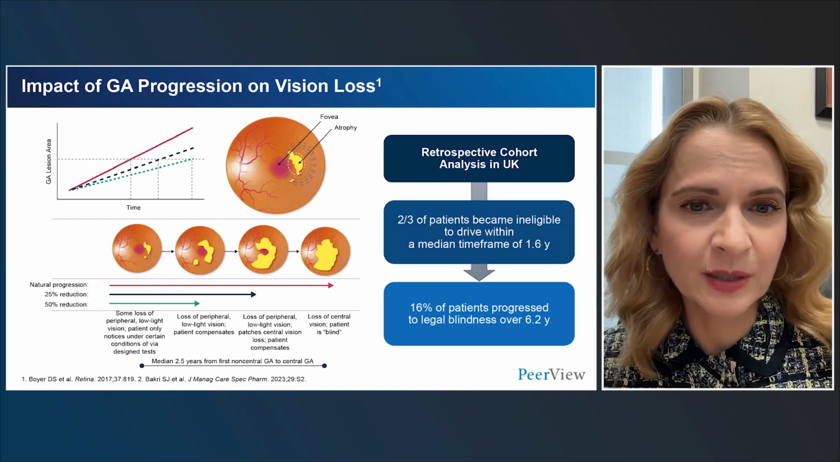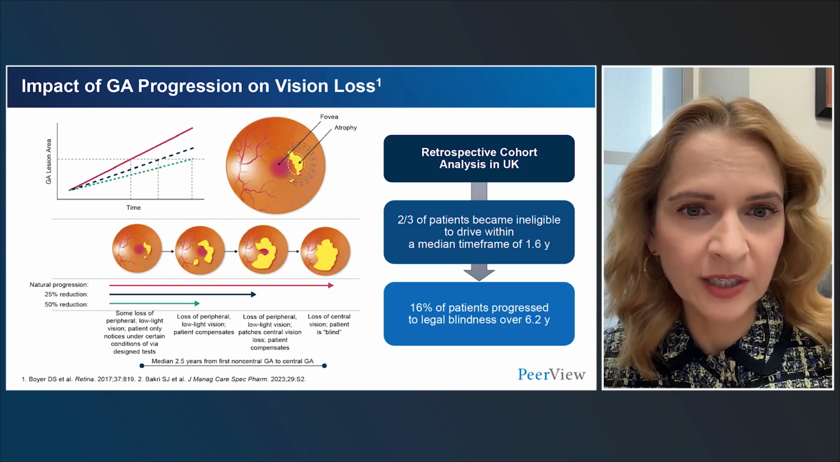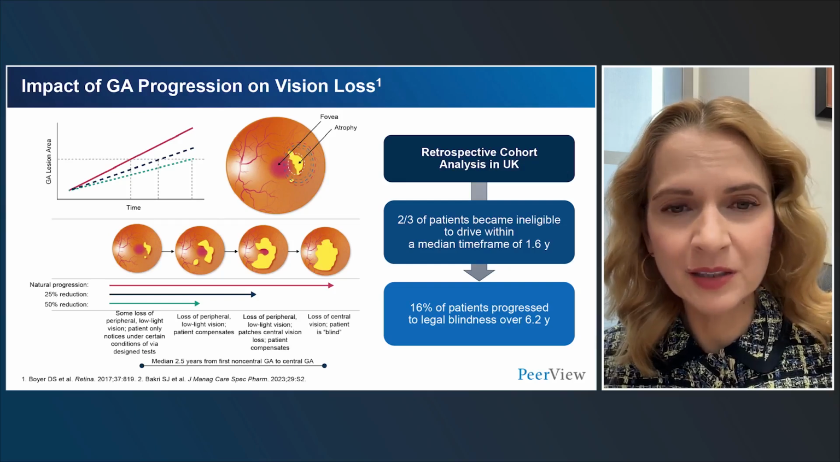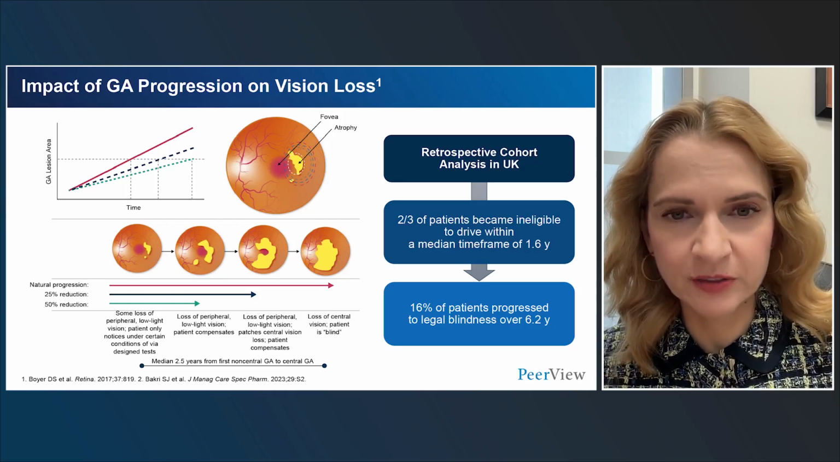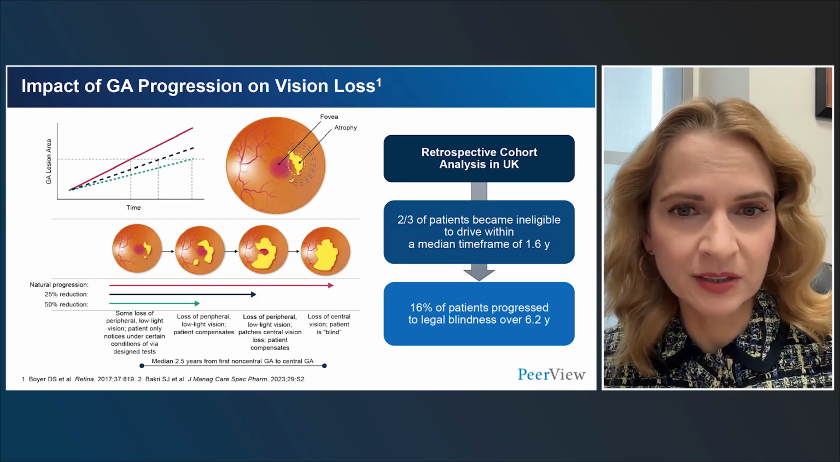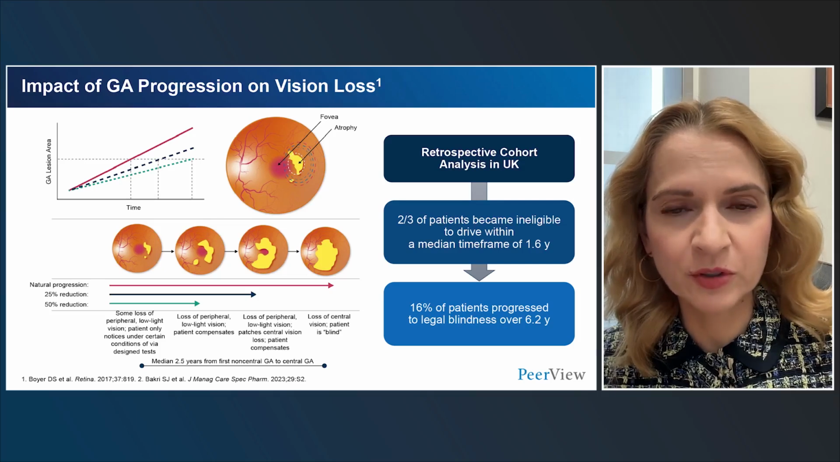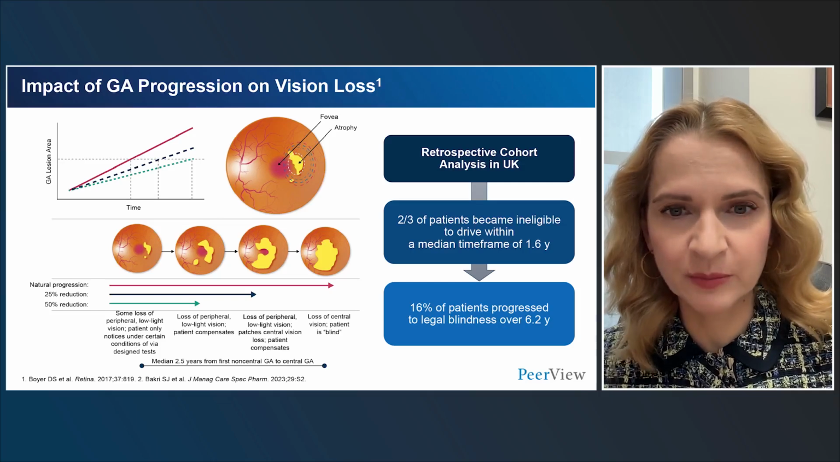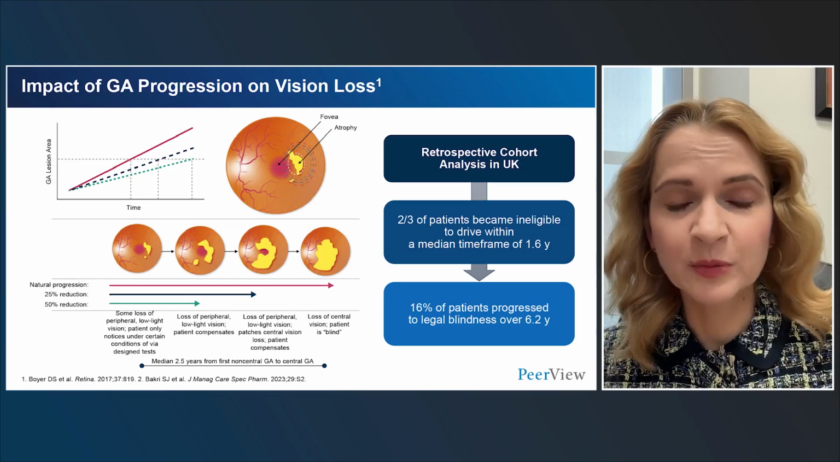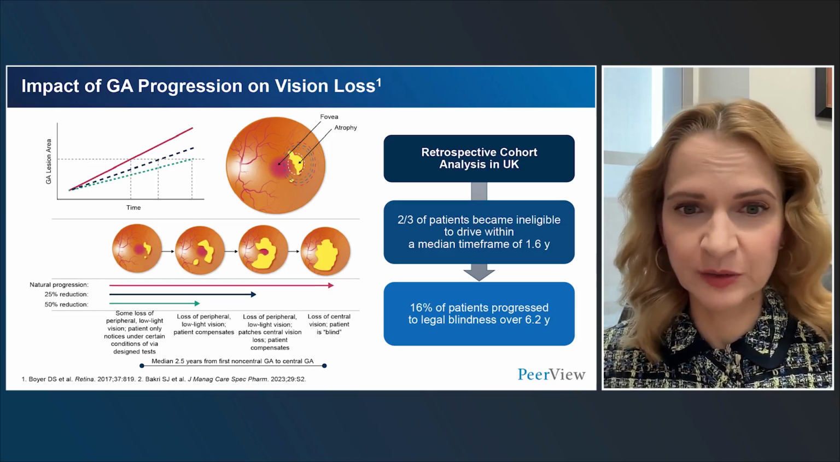Initially it starts off with some loss of peripheral and low light vision, and the patient only notices this under certain conditions or via testing. But later on, there's loss of peripheral vision and low light vision, and the patient starts to compensate increasingly. Later on, there's loss of peripheral and low light vision that's more dramatic, and there are patches of central vision that are being lost. Later on, however, there's loss of central vision, and the patient calls himself blind.